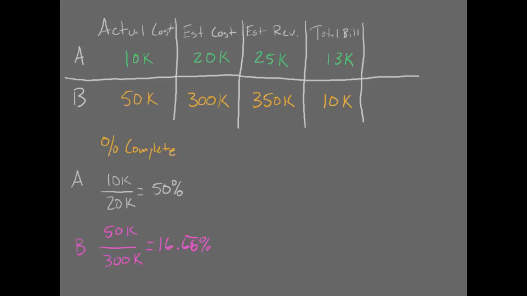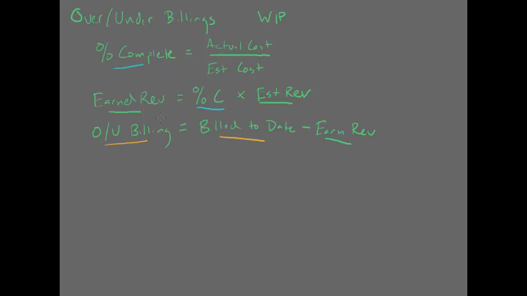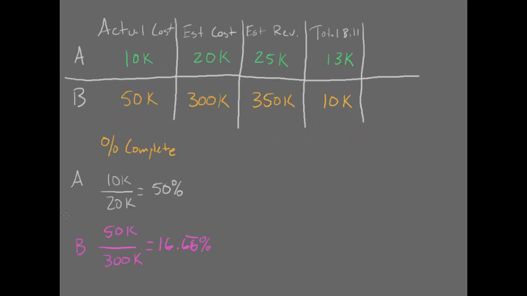Now that we know our percent complete, let's look at the next step in the process. Let's look at our earned revenue. How much have we earned based on that cost? If we've spent X number of dollars, how much revenue have we earned? Earned revenue.